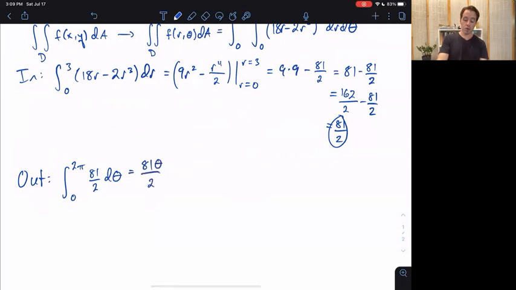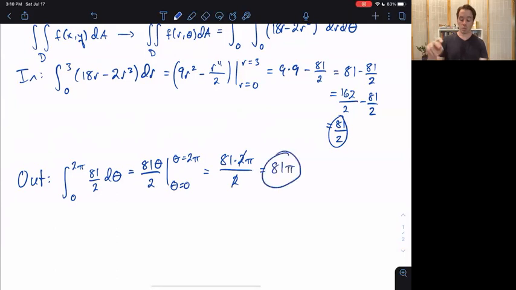81 theta over 2, and then theta goes from 0 to 2 pi. Well, the 2 pi is going to get swapped in to get 81 times 2 pi over 2. The 0 zeroes out. The 2's go away. And so this is going to be 81 pi. Of course, this is the same as if you said 81 over 2 multiplied by 2 pi for the length of the interval.